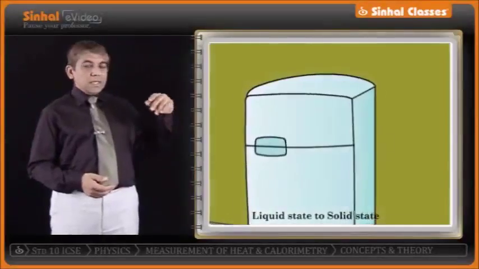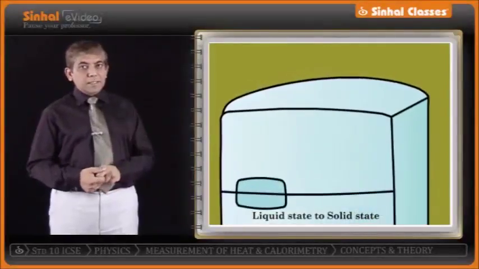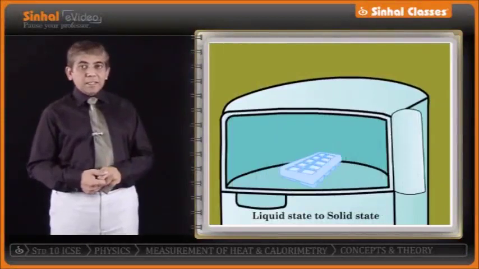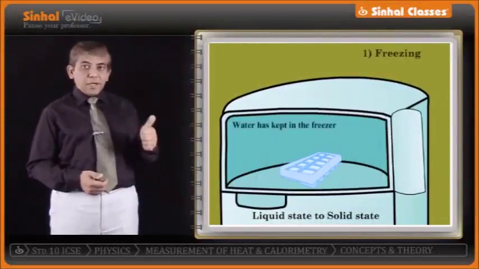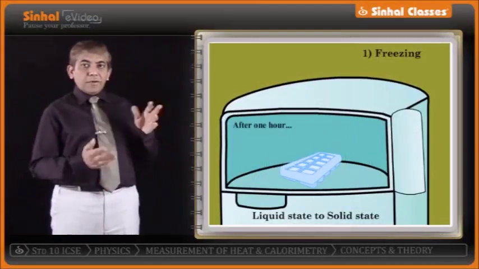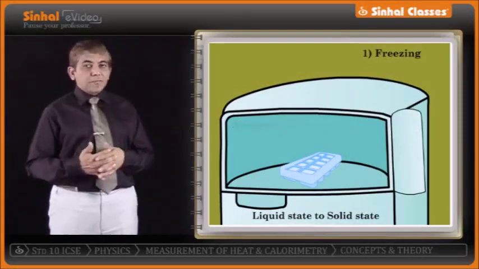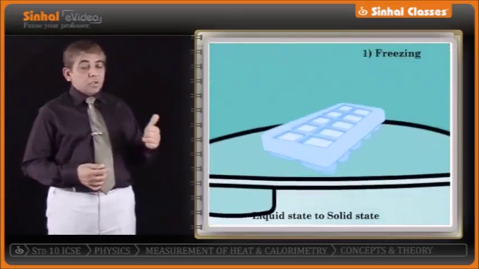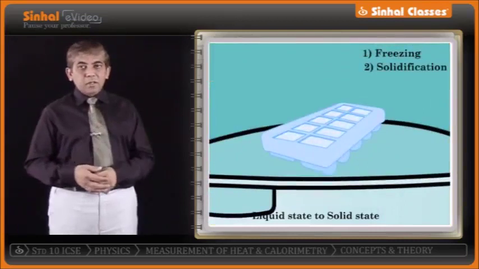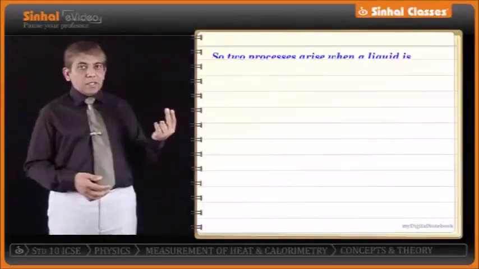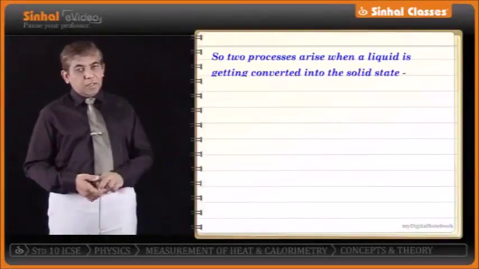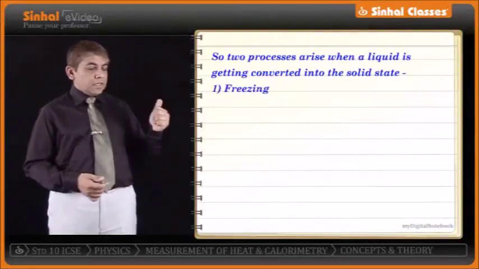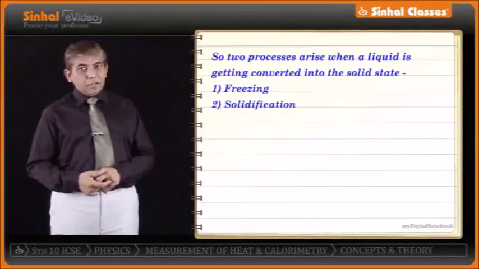Similarly, when a liquid is getting converted into the solid state, what is the process called as? Yes, freezing. We see water freezes to ice at its freezing point. It is also called as solidification. So two processes arise when a liquid is getting converted into the solid state: freezing and solidification.